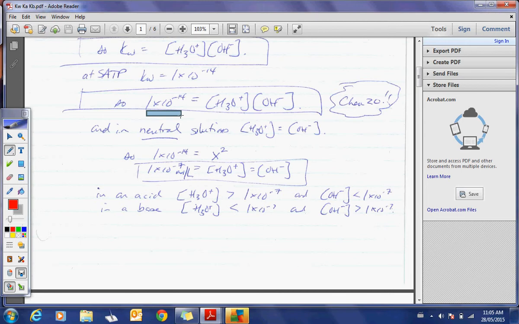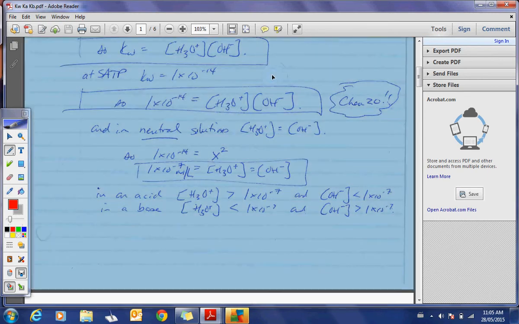Okay? And I could also ask you, at 250 degrees Celsius, the Kw is now, I have no idea, 1.8 times 10 to the power negative 14. What is the pH of the lemon juice now? So you would find this, and then you would find pH. Okay? All right.